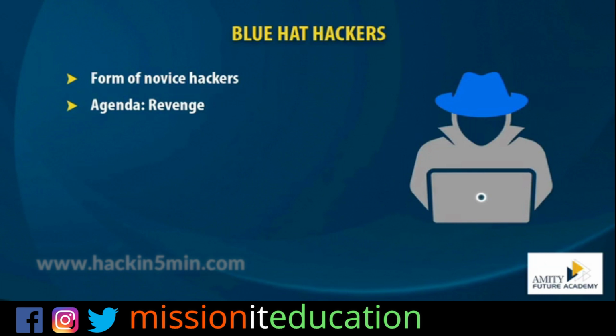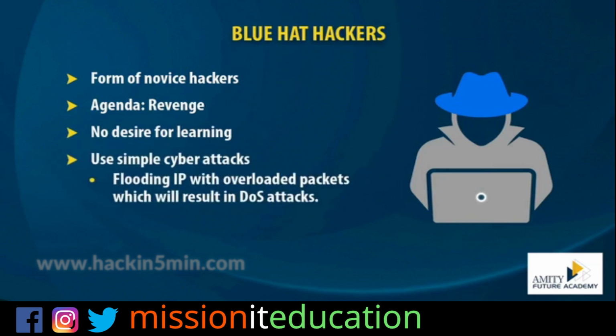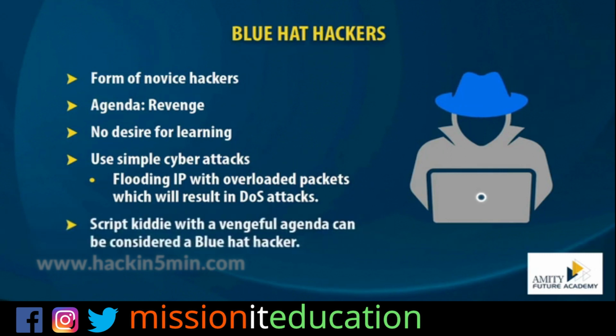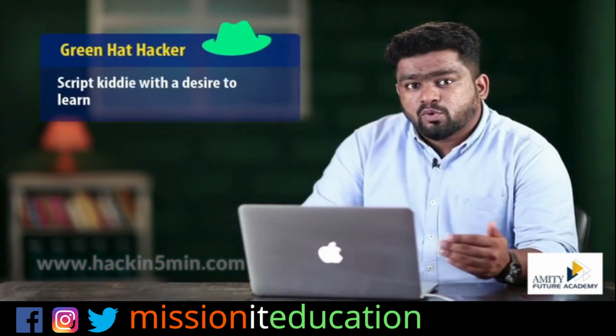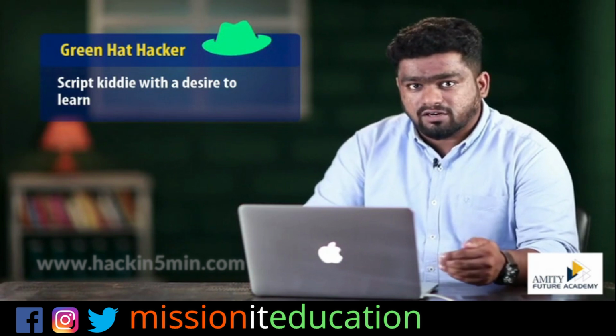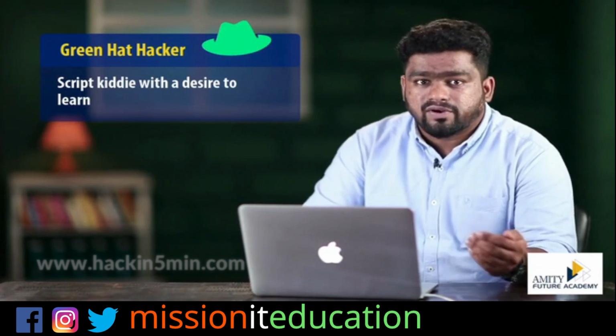So these blue hat hackers are hacking for revenge. They have no desire for learning and may use simple cyber attacks like flooding your IP with overloaded packets, that is known as DOS, denial of service, which will result in DOS attacks. A script kiddie with a vengeful agenda can be considered a blue hat hacker. So we can state it like that. A script kiddie which has a vengeful agenda is a blue hat hacker, whereas a script kiddie which has a desire to learn can be known as a green hat hacker.